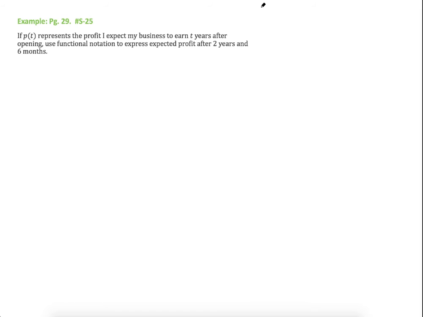We're going to take a look at two examples where we're being asked to express the meaning of a function using functional notation. So in this first example, we're given P of t, and we're told that P of t represents the profit I expect my business to earn. So I'm just going to rewrite this. P of t is the notation that means expected profit.